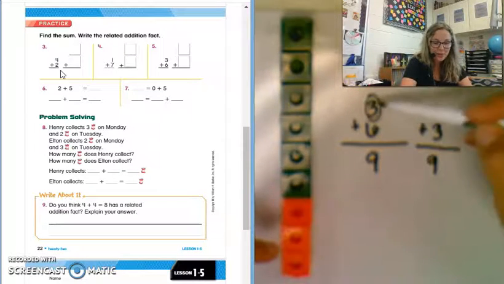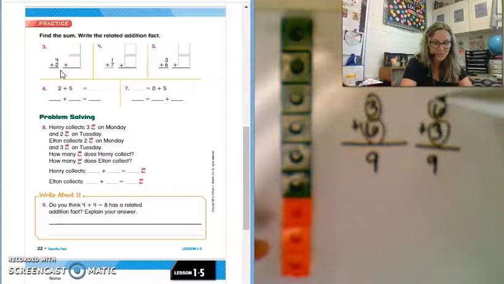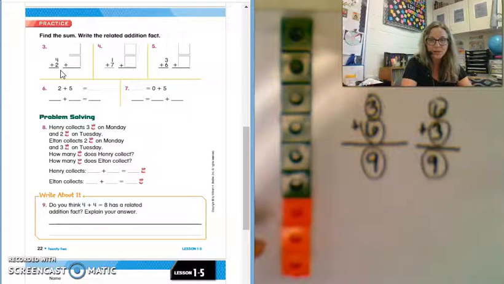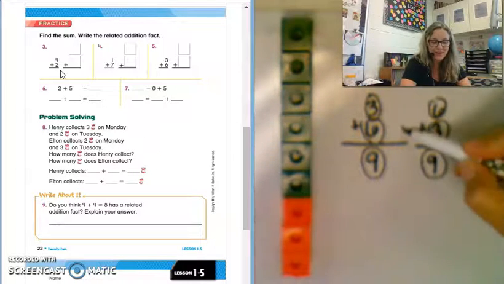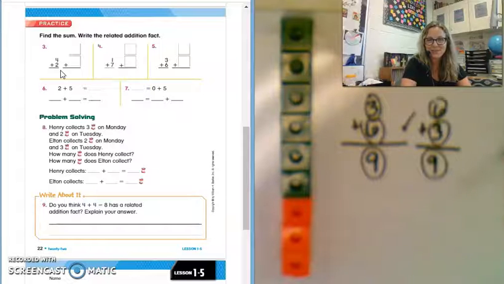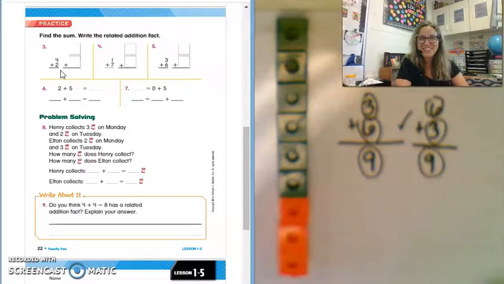They both had 3 orange. They both have 6 green. They both have a total of 9, or a sum of 9, so they are related. Is this starting to make sense, friends? I hope so.